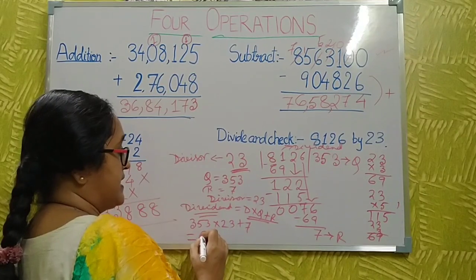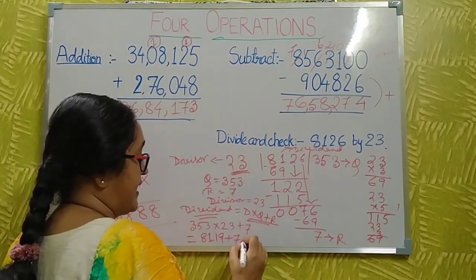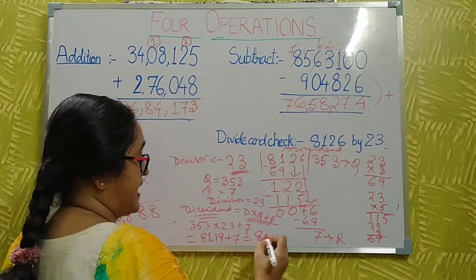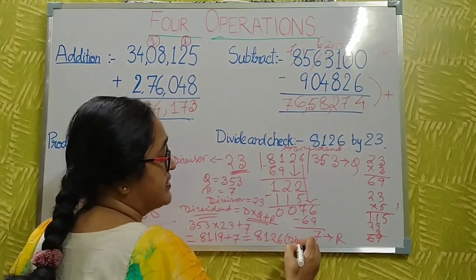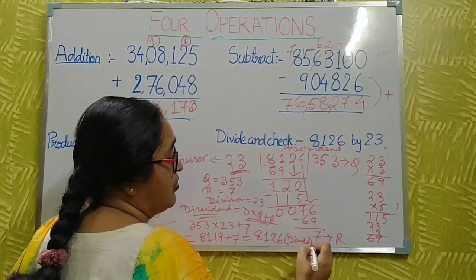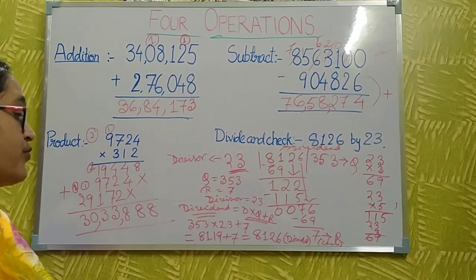The multiplication is 8119 plus 7. This is 8126. This is the dividend. Now this is checked also. Okay, this is the checking process.